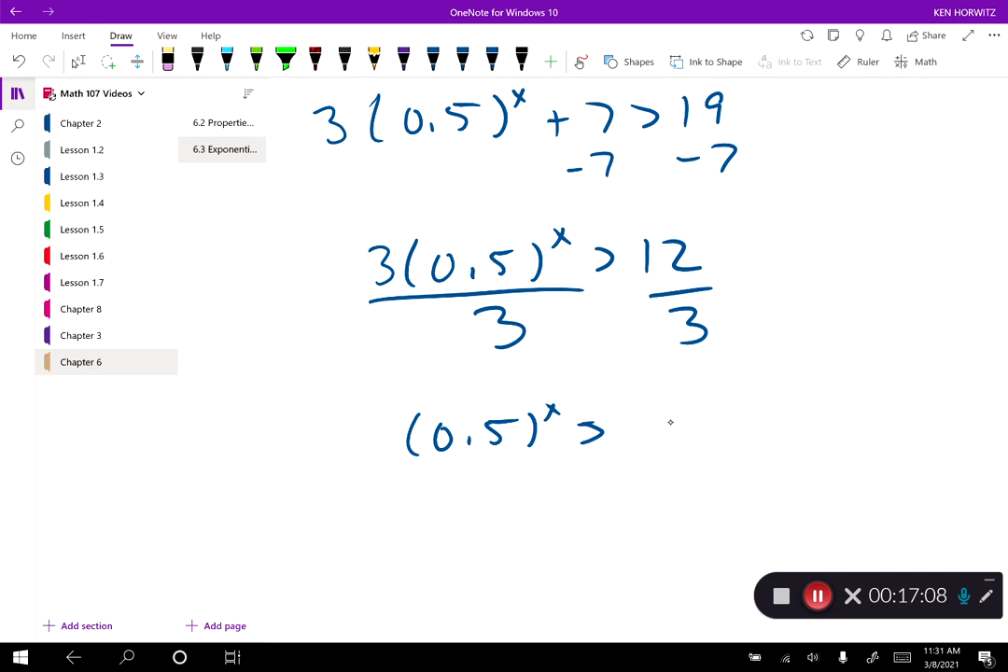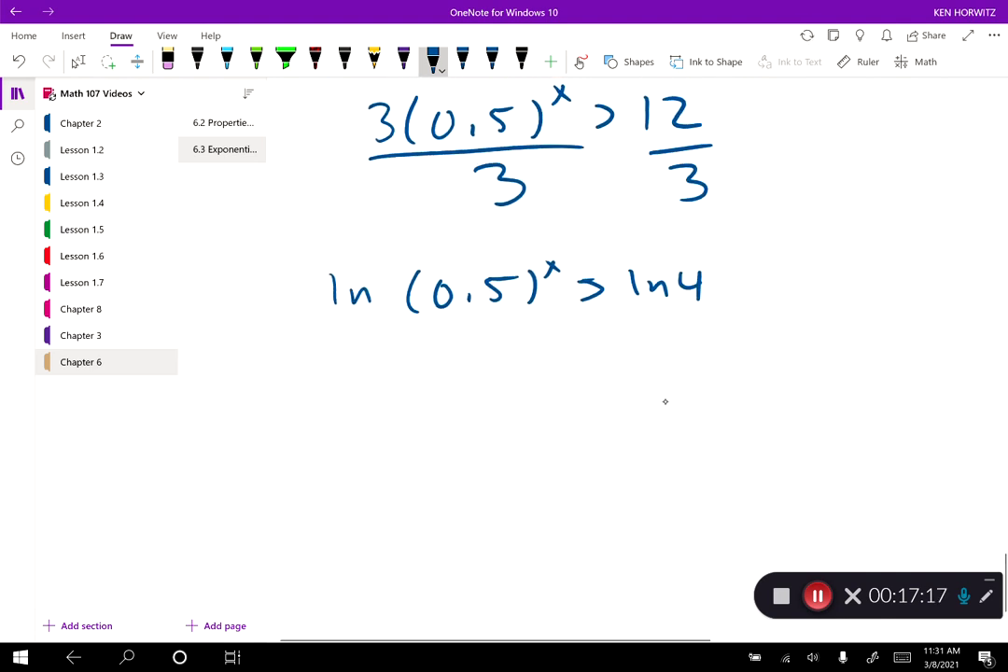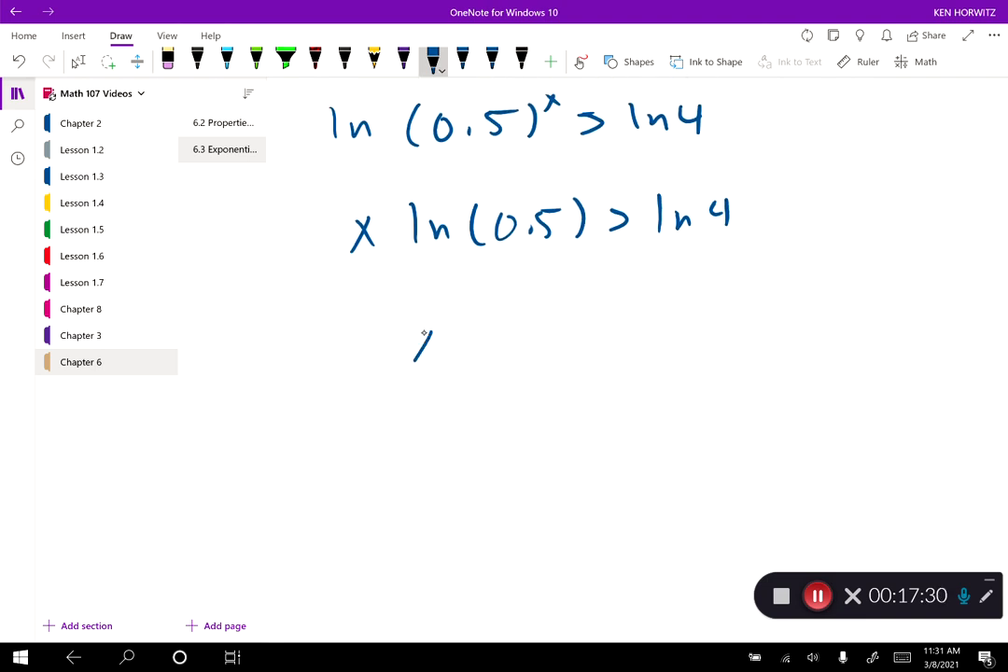And now, because I cannot make them the same base, I'm going to take the ln of both sides. And then I'm going to use my power property. Again, x ln of 0.5 is greater than ln of 4, and x is greater than the ln of 4 over the ln of 0.5.